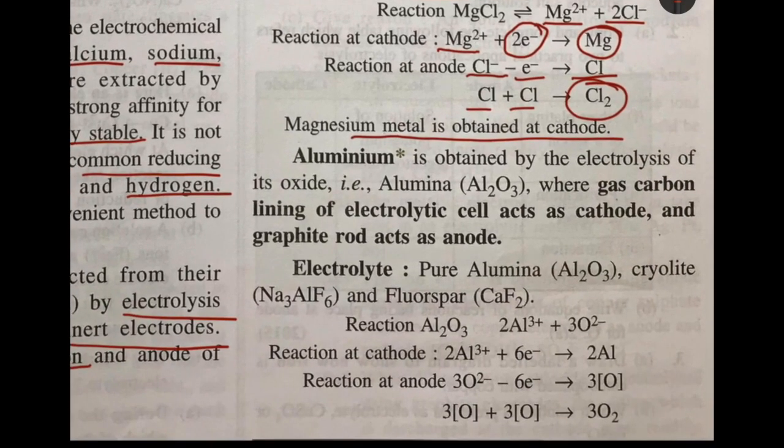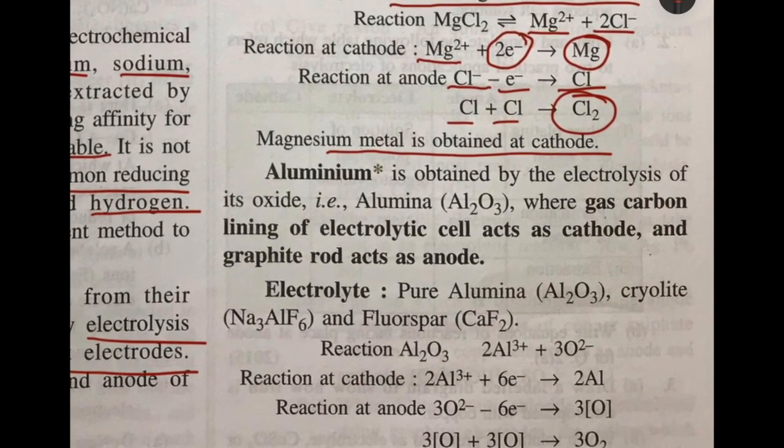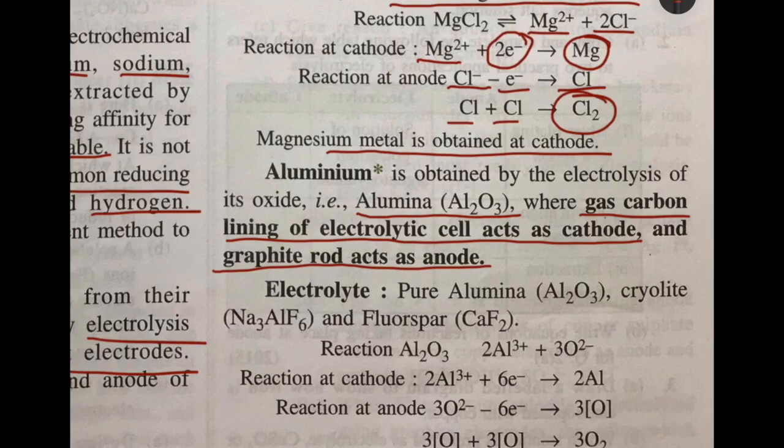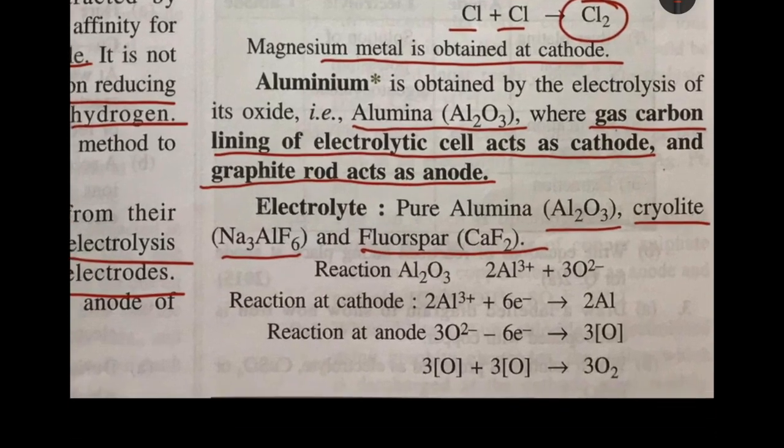Okay, aluminium is obtained by electrolysis of its oxide, alumina. This we'll be doing again in the metallurgy chapter. Okay, so here the gas carbon lining of the electrolytic cell acts as cathode. Remember, the gas carbon lining of the electrolytic cell only acts as the cathode, and the graphite rod acts as the anode. So the electrolyte, you already know, is aluminum oxide, cryolite, and fluorspar. We'll be doing this in detail in the metallurgy chapter as well.